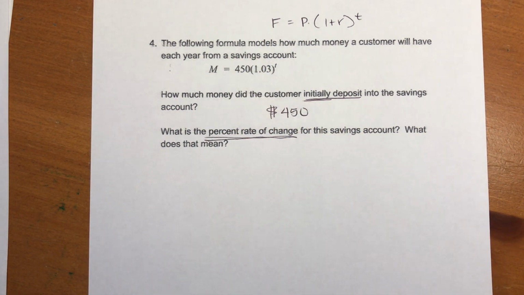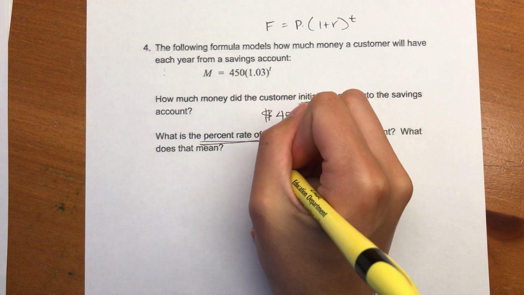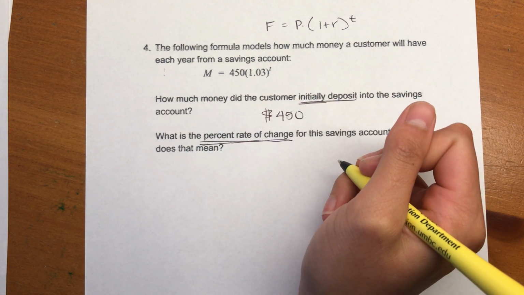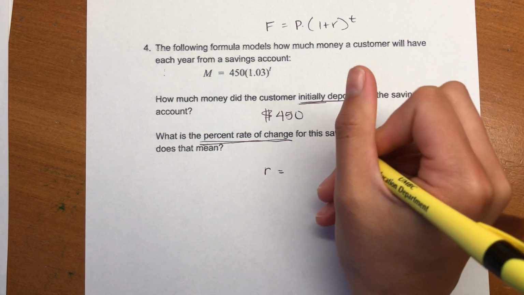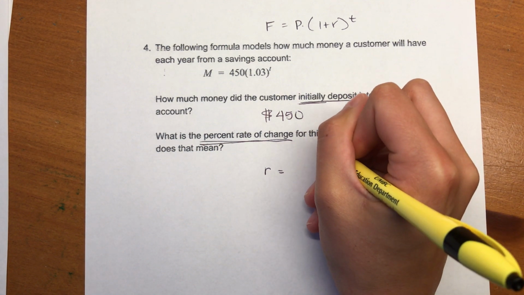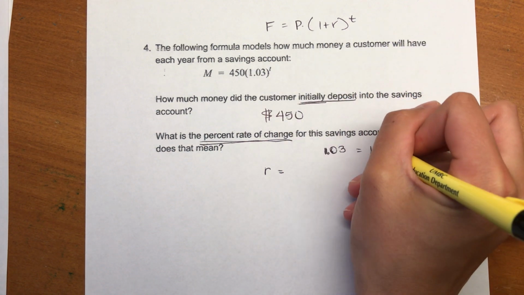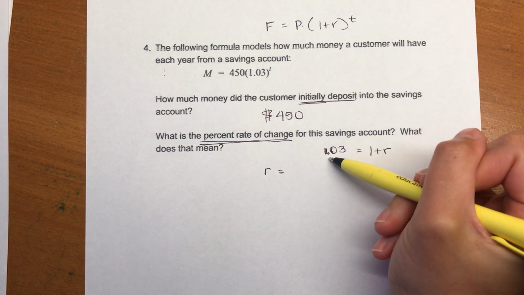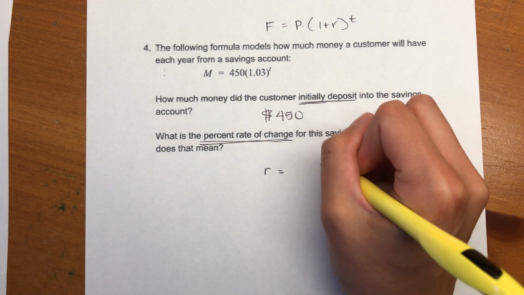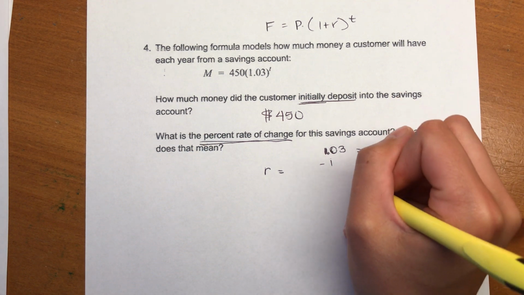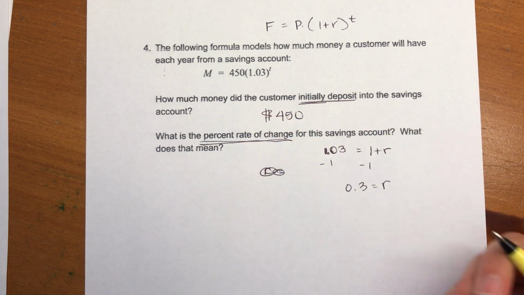And what does that mean? So percent rate of change, R is just the rate. Percent rate of change means we need it in the percent. So if R is my rate, and I know 1.03 is in the spot where it's 1 plus R. So 1.03 equals 1 plus R. That means, if I subtract 1 from each side, we should have R equals 0.03.